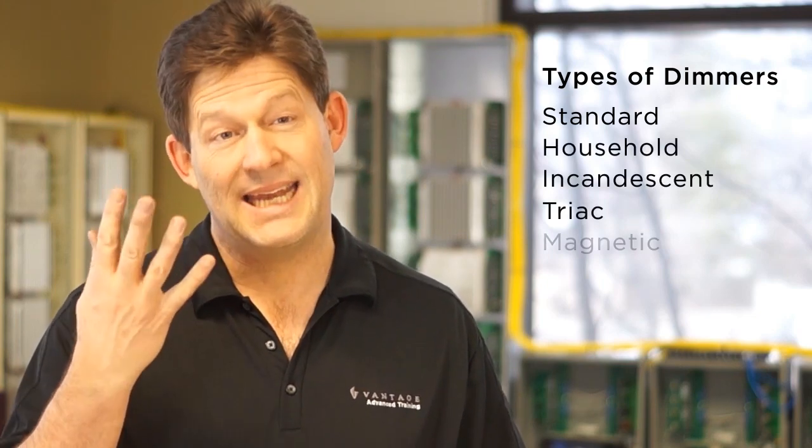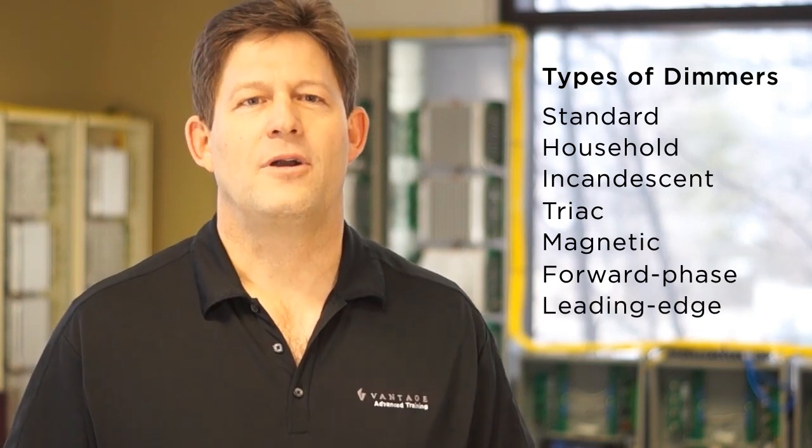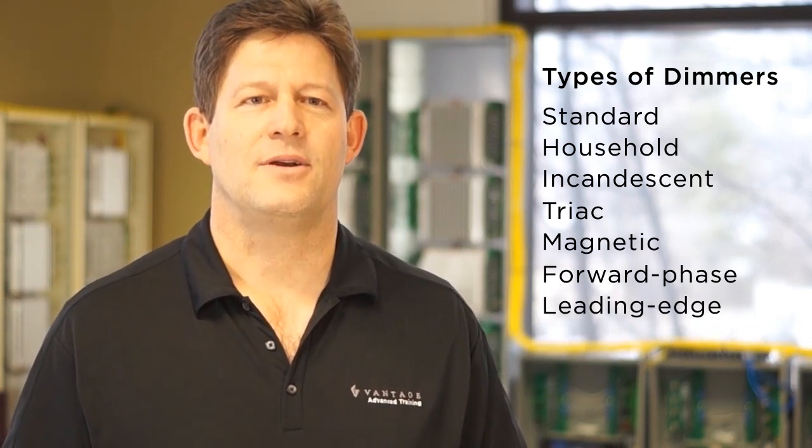So this is how a standard dimmer works. A dimmer with the output characteristics demonstrated here is known by many names, including standard dimmer, household dimmer, incandescent dimmer, triac dimmer, magnetic dimmer, forward phase dimmer, leading edge dimmer. We'll refer to this throughout the remainder of the series as a forward phase dimmer.